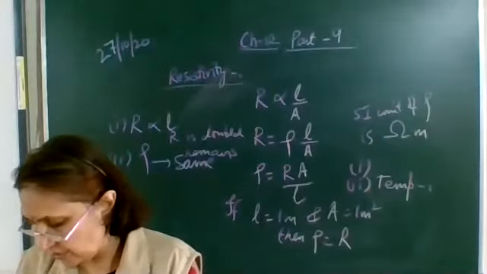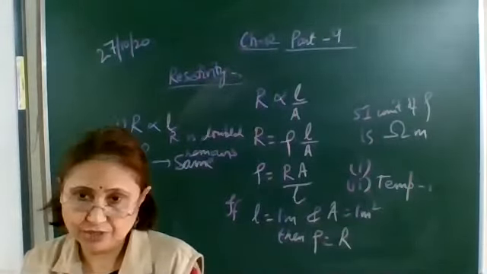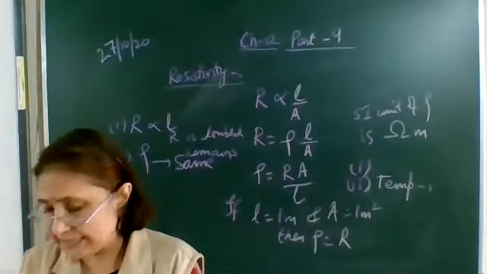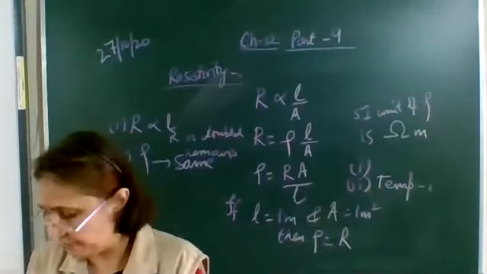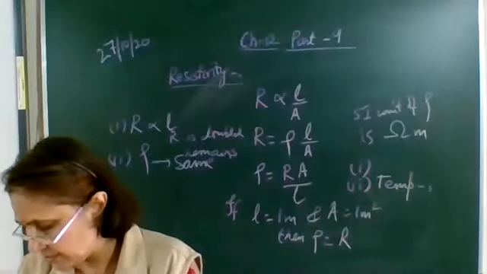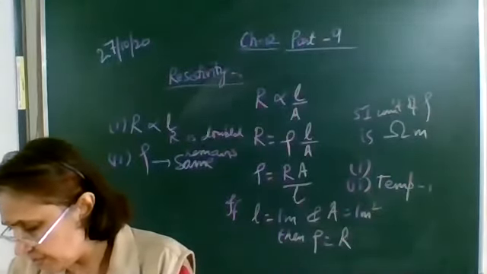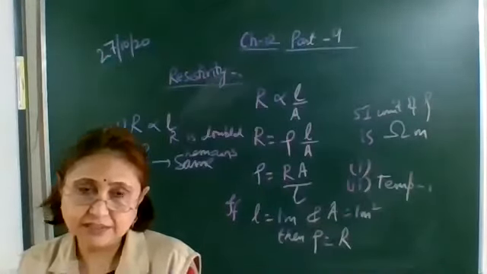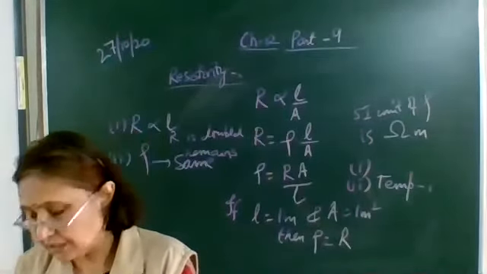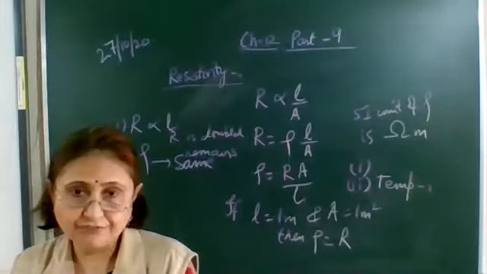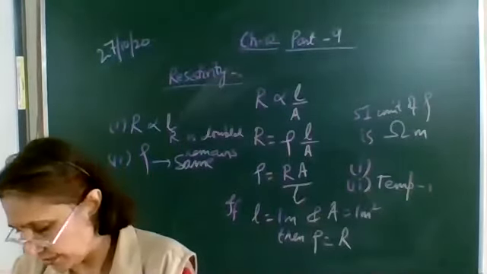So the alloys have a resistivity of the order of 10 raised to the power minus 6 ohm meter, whereas conductors have a resistivity varying from 10 raised to the power minus 8 to 10 raised to the power minus 6 ohm meter. So we see that the resistivity of alloys is greater than the resistivity of the conductors of the elements.